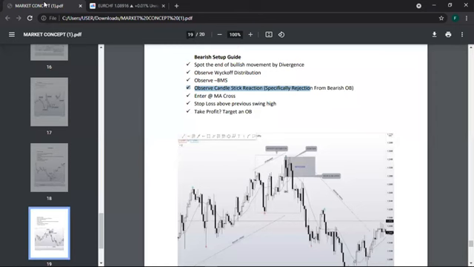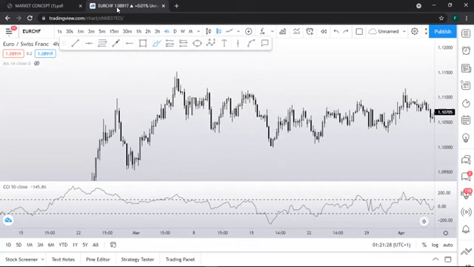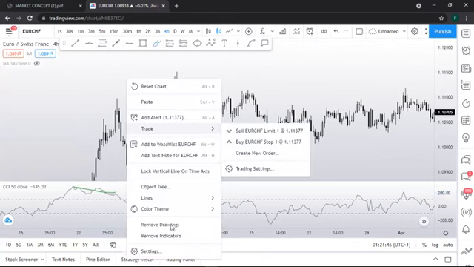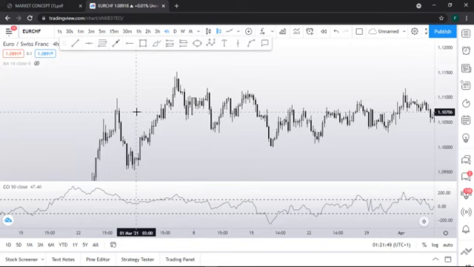Now, great. Now enter at the MA cross again. Enter at the MA cross. All right. We've got divergence here. We've got another divergence here. All right. More videos will be coming on the divergence. Now, I'm not going to cheat. All right. I'm not going to cheat.